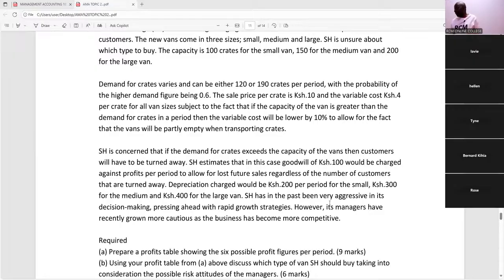However, its managers have recently grown more cautious as the business has become more competitive. So two sides of the coin. They have been risk takers, but given the changing of the business landscape, there is a possibility that some of the directors in this case here are becoming what here? Apprehensive. They're becoming pessimists. So they want me to prepare a profit table or a payoff table showing the 6 possible profit figures per period, 9 marks.